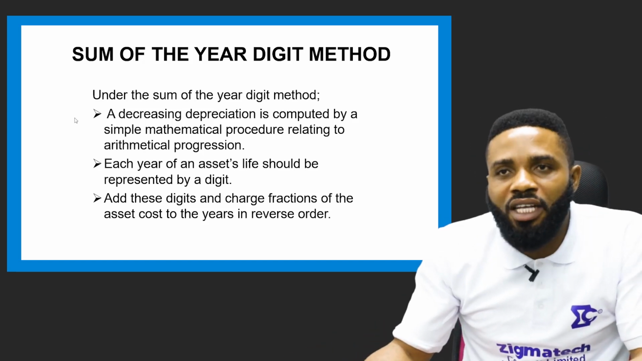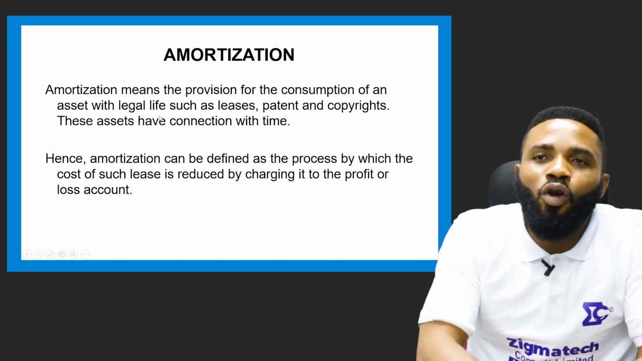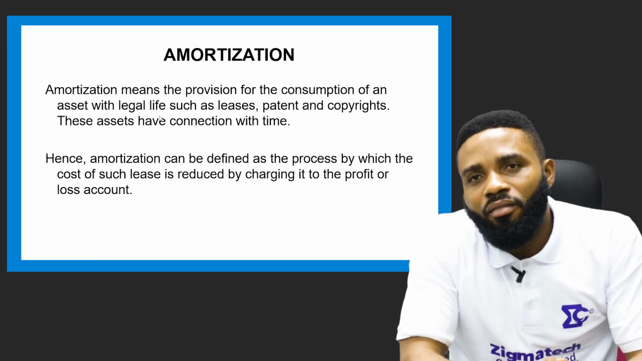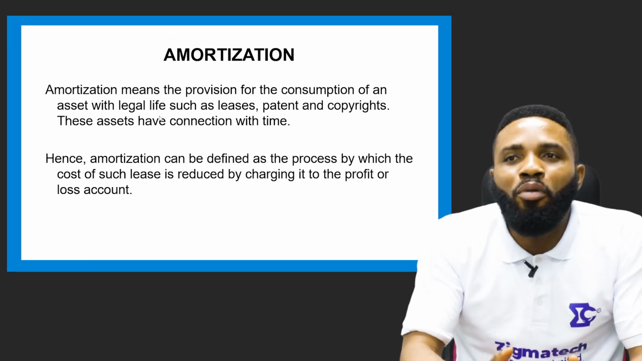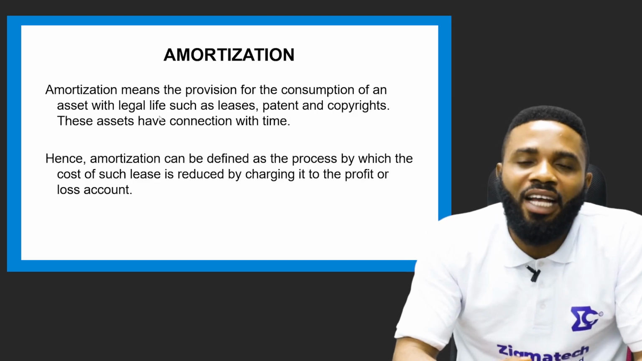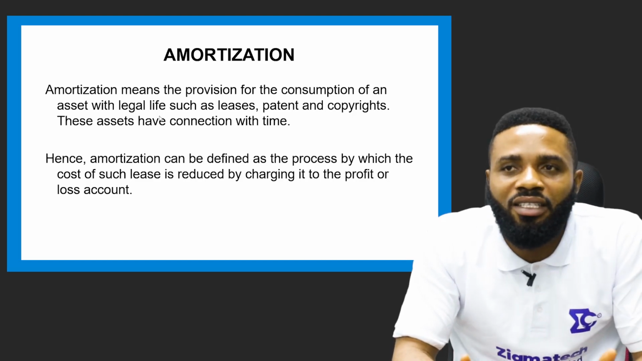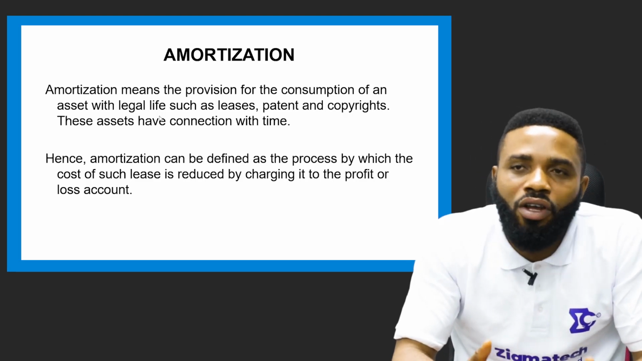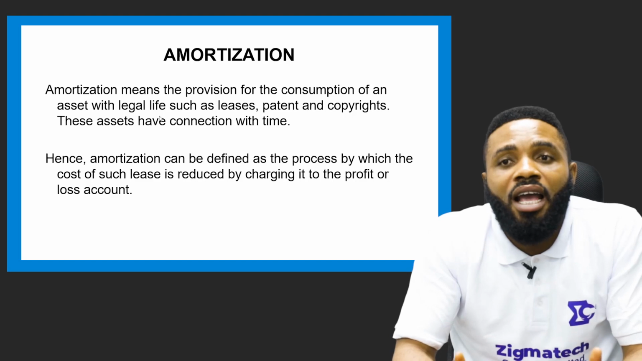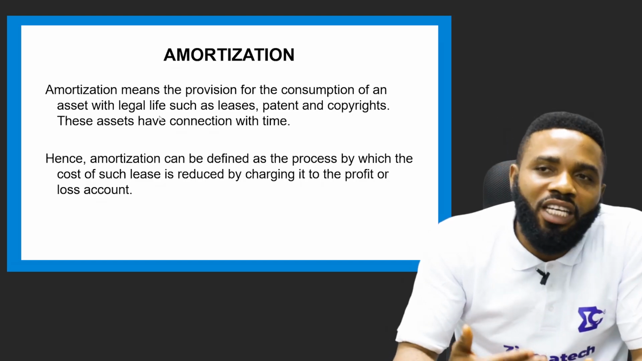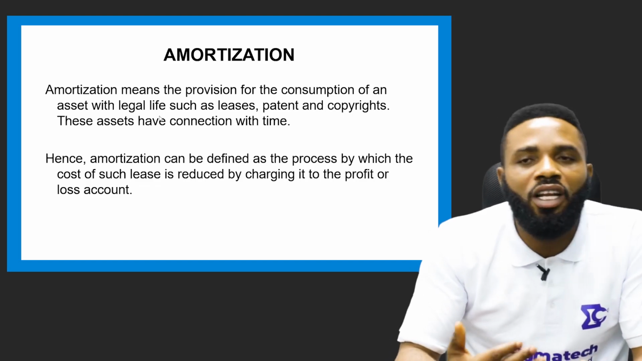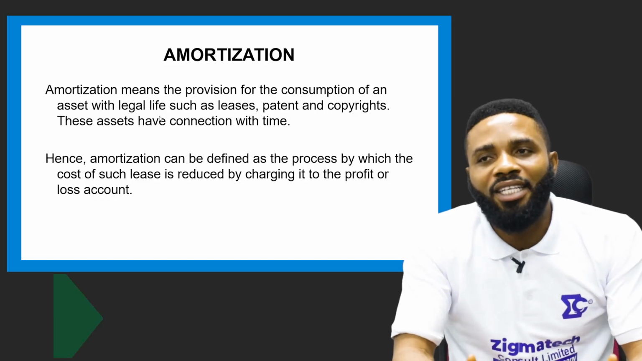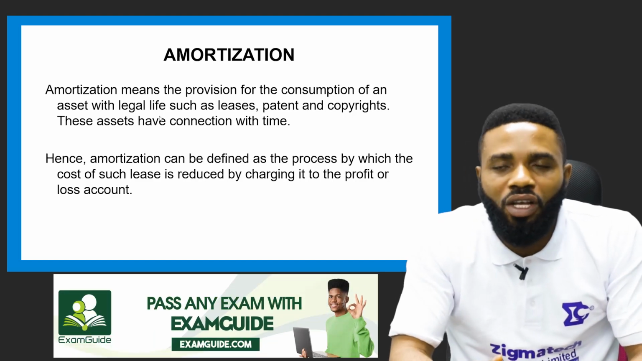Now let's make progress. The next one is what we call amortization. Amortization means the provision for the consumption of an asset with legal life, such as leases, patents, and copyrights. These assets have connection with time. Hence, it can be defined as a process by which the cost of such a lease is reduced by charging it to the profit or loss account.